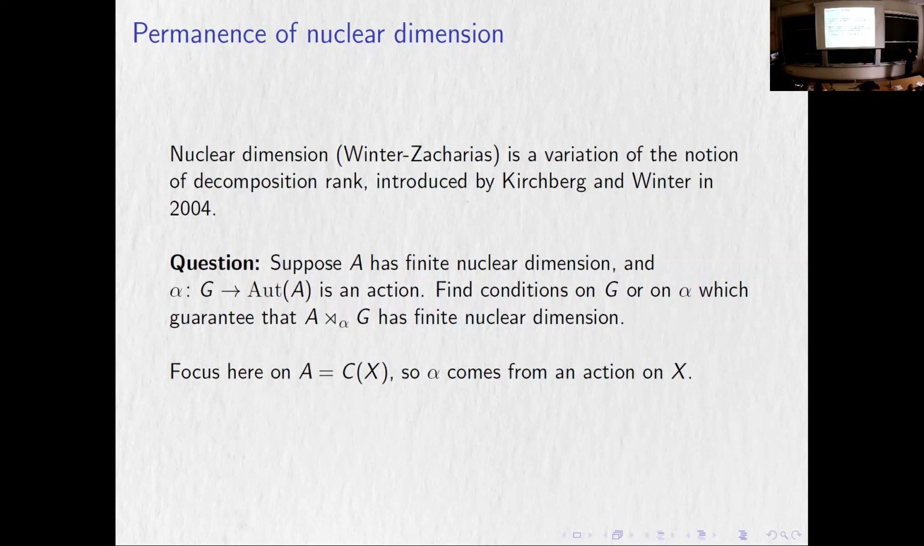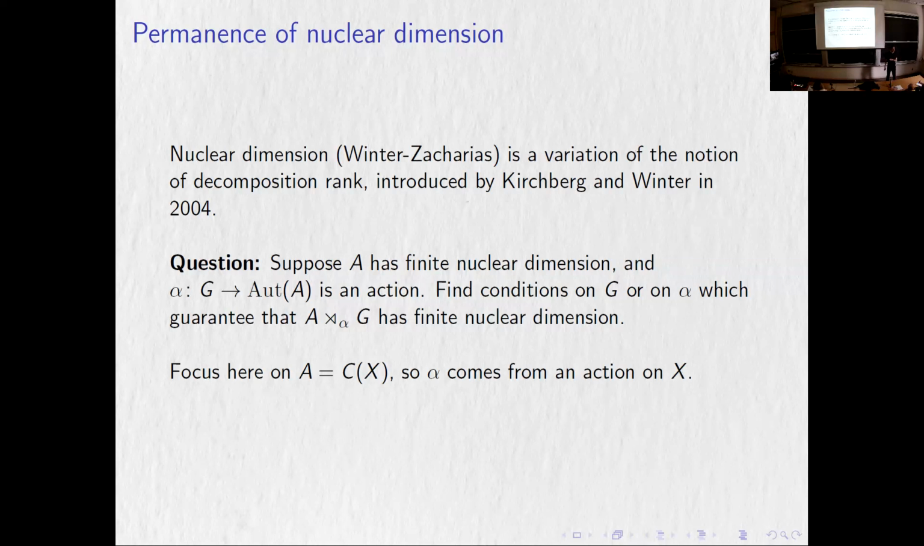So one basic question is how robust this notion is under various natural constructions, particularly the one I was most interested in, which is cross products. There's a lot of work on it from various angles. To put it as a very general question: suppose I have a C-star algebra which has finite nuclear dimension, and a group acting on it. Find conditions which guarantee that the cross product has finite nuclear dimension again. You can ask it more generally: does the cross product have finite nuclear dimension? The answer is, without any conditions, obviously no.